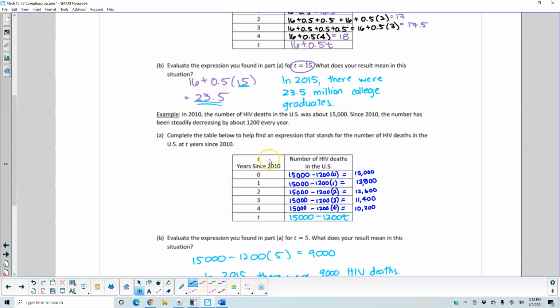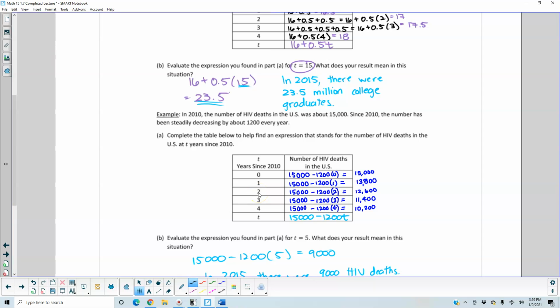So here's your first column, and then here's your second column. The first column is the years since 2010. The second column is the number of HIV deaths in the U.S. So at 0, we know it's 15,000 minus 1,200 times 0, which means there were 15,000 HIV deaths in 2010. And then 2011, we have 15,000 minus 1,200 times 1. So 15,000 minus 1,200 gives us 13,800.